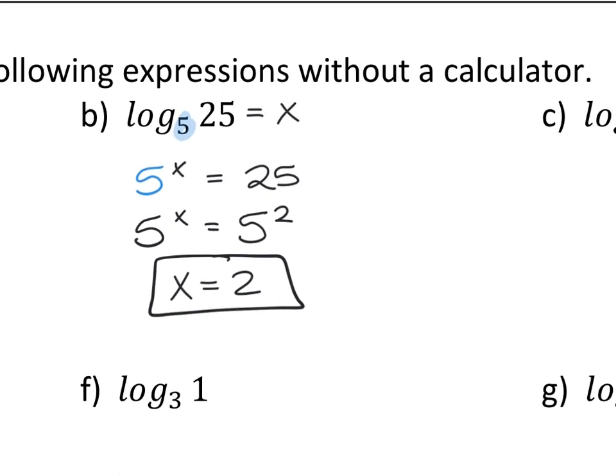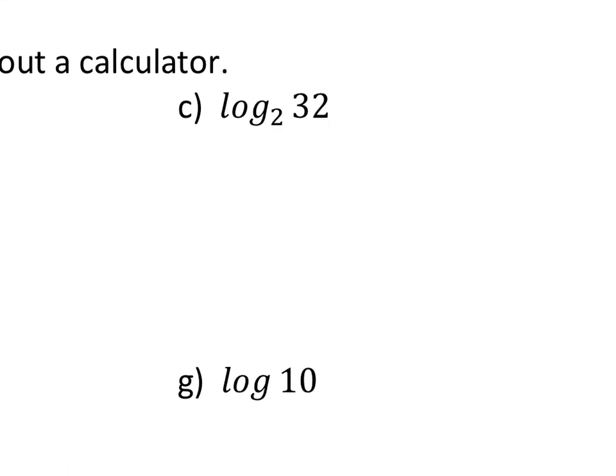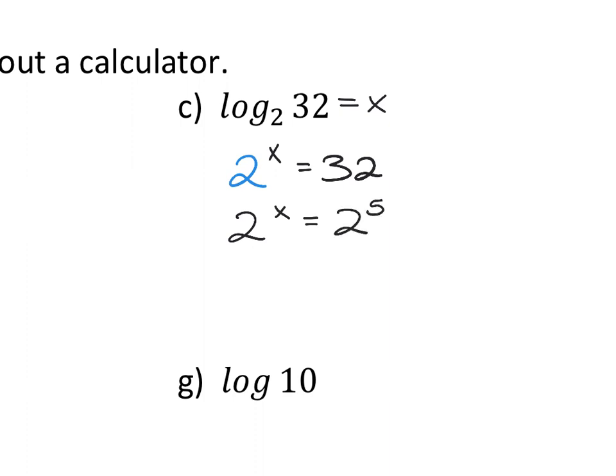For part C, the base is 2. So if I rewrote this as an exponential, I would have a base of 2 raised to the x power equal to 32. Well, I recognize 32 as part of the 2 power family because it is 2 to what power? 5. 2 to the 5th power is the same as 32, which tells me that x is equal to 5. So log base 2 of 32 is equal to 5.